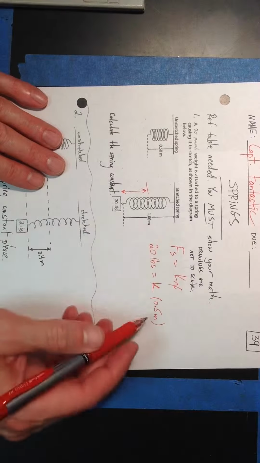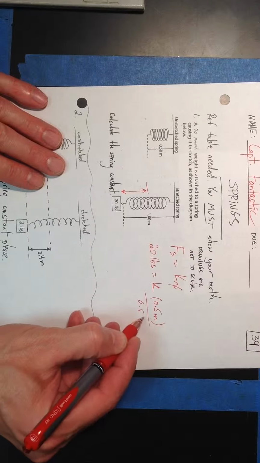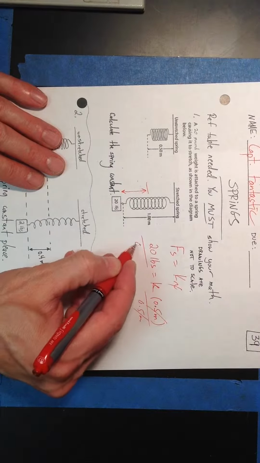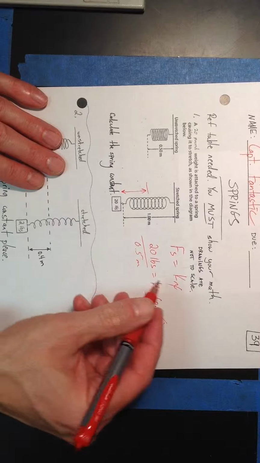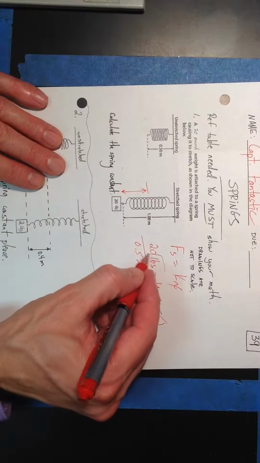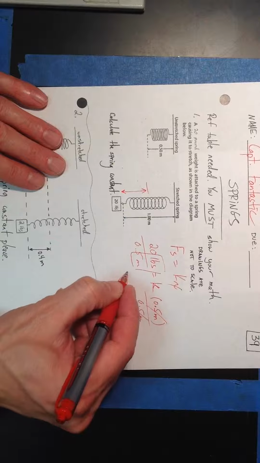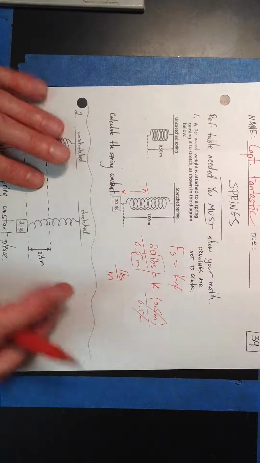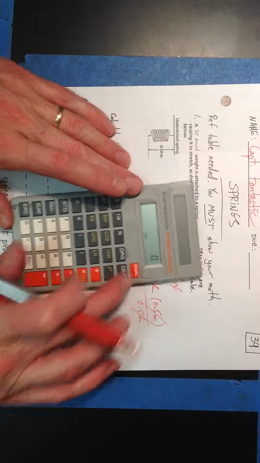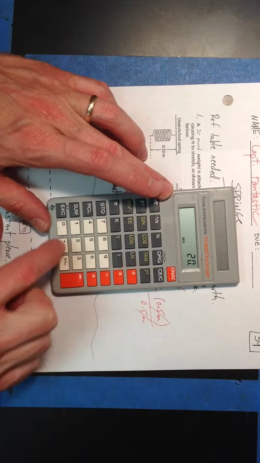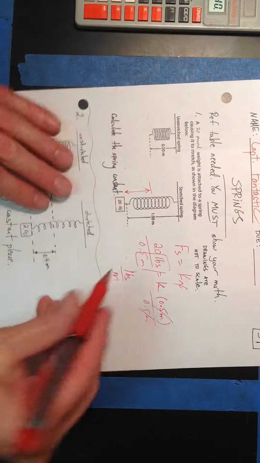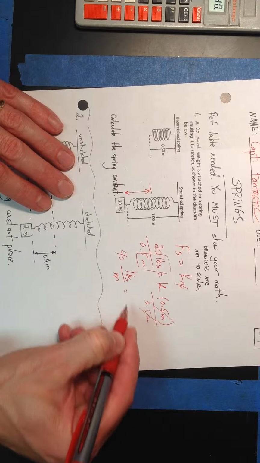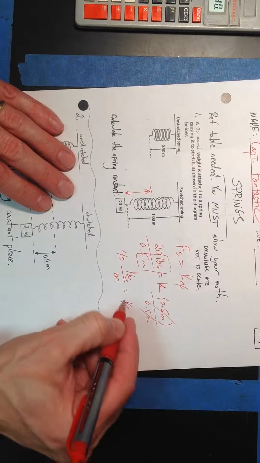So what you want to do is get K by itself. You divide this by 0.5 meters. They cancel out. And the units here are going to be pounds per meter, so pounds over meter. And then 20 divided by 0.5. Some people get this wrong. 20 divided by 0.5 should be 40. So 40 pounds per meter equals K.